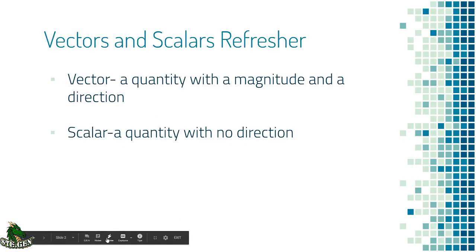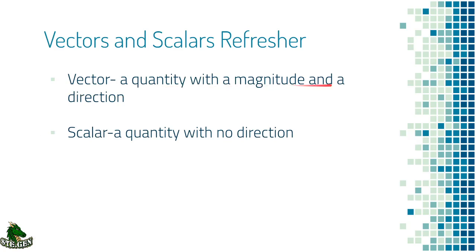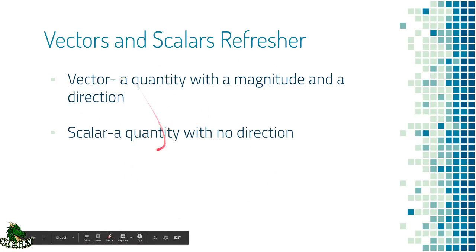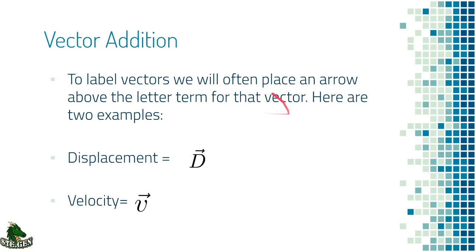Just as a quick refresher, and I'm sure you guys don't need this, but just in case, vectors are quantities with magnitudes and directions, while scalars are quantities with no directions. And we're going to be getting into questions and equations involving adding and subtracting these things, so it's important to keep these ideas in mind, because vectors will need to be singled out because their processes will be a little bit different. To do that, we'll usually place an arrow above the letter term for that vector.